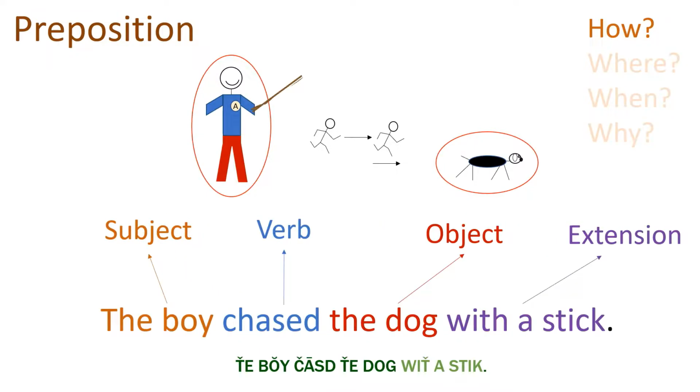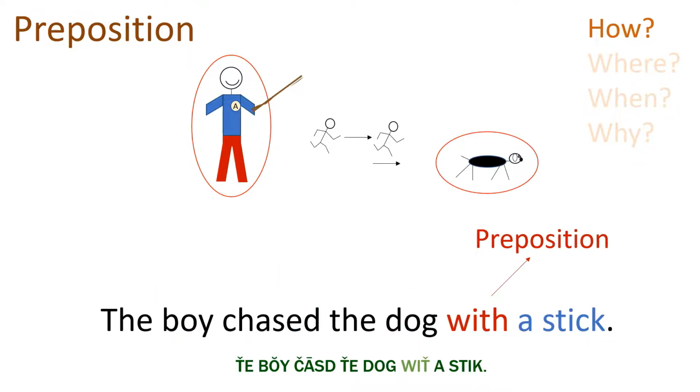This is done using an extension to the verb, in this case with a stick. This particular extension answers the question how the boy chased the dog. Extensions are commonly formed by taking a noun phrase like a stick and placing before it a special word called a preposition. A preposition shows the relationship between the noun phrase and the verb. Together, the preposition plus the noun phrase create what's called a preposition phrase.